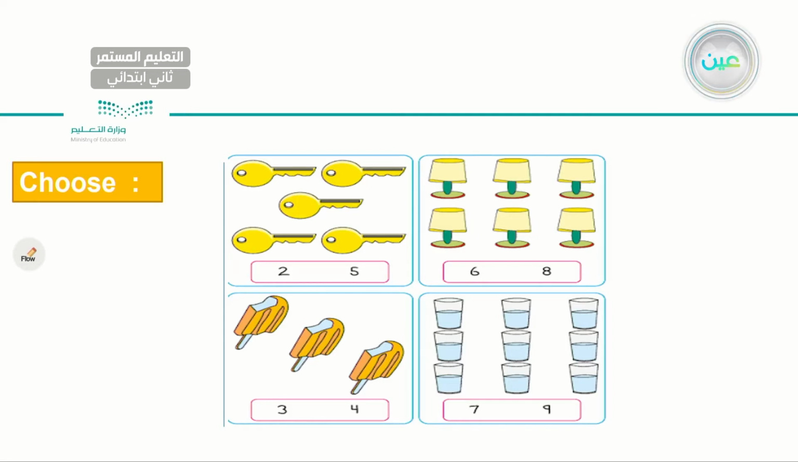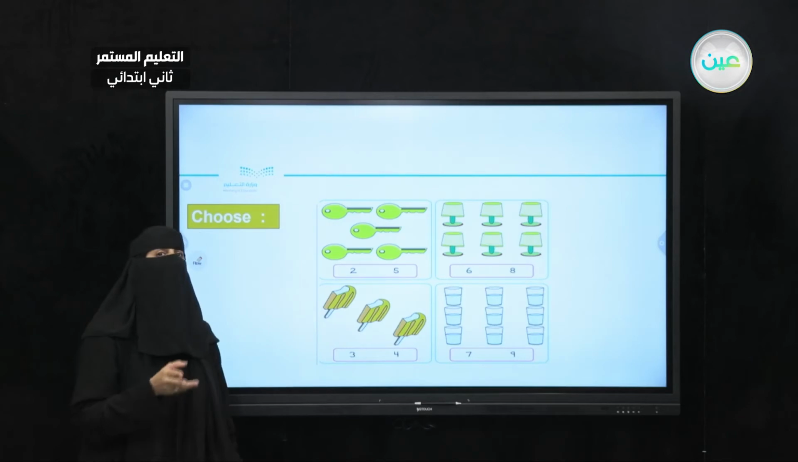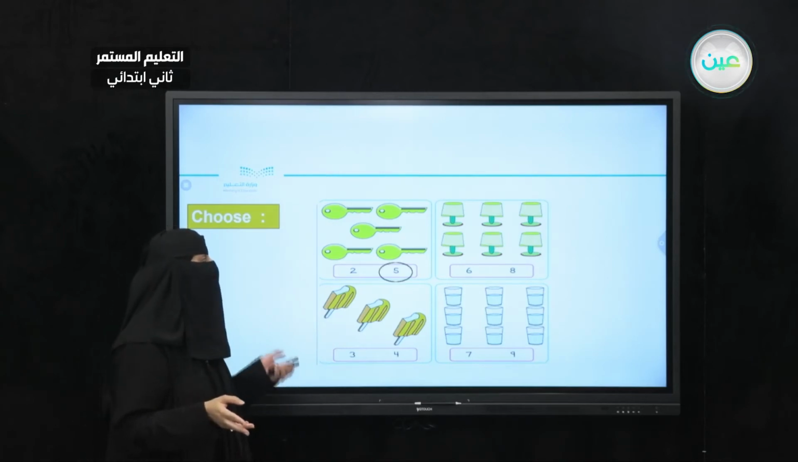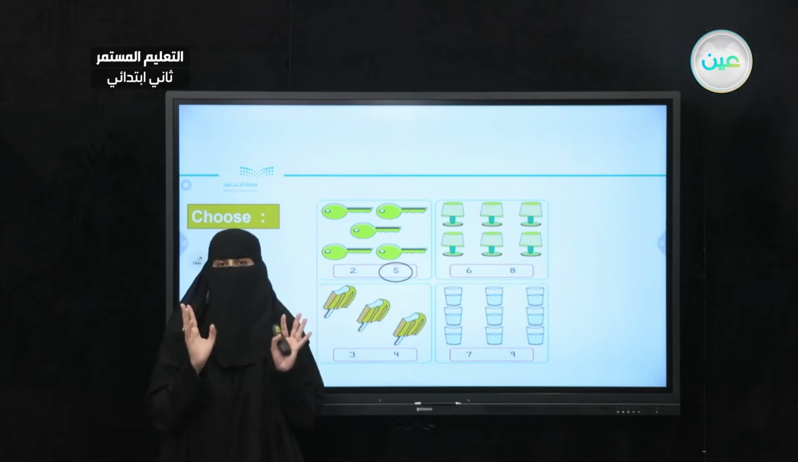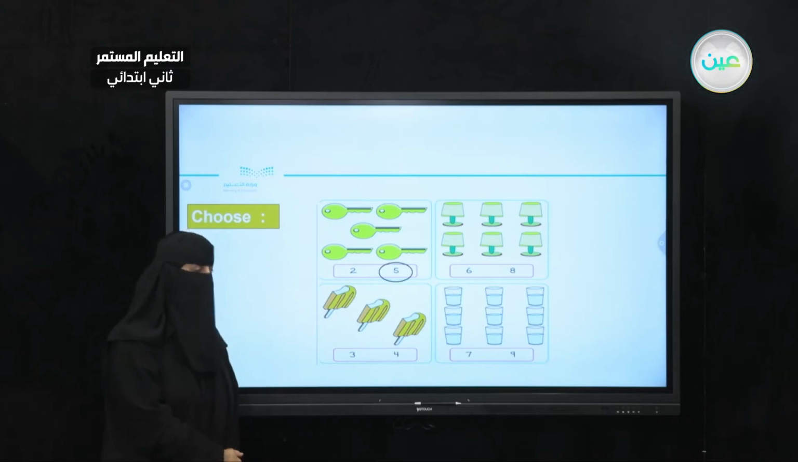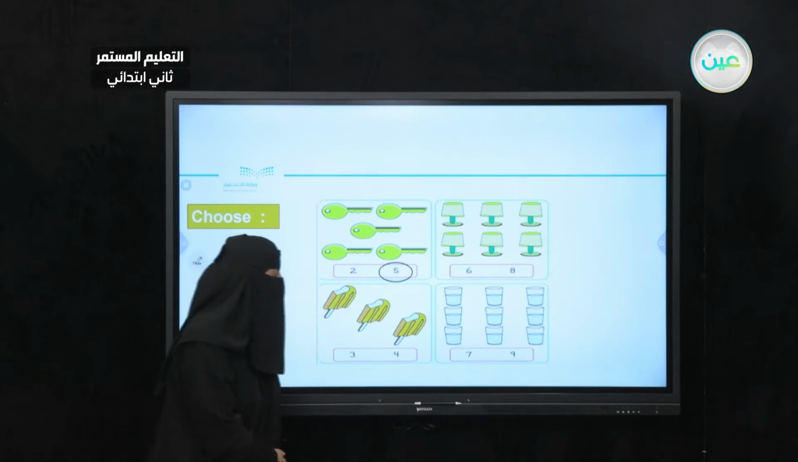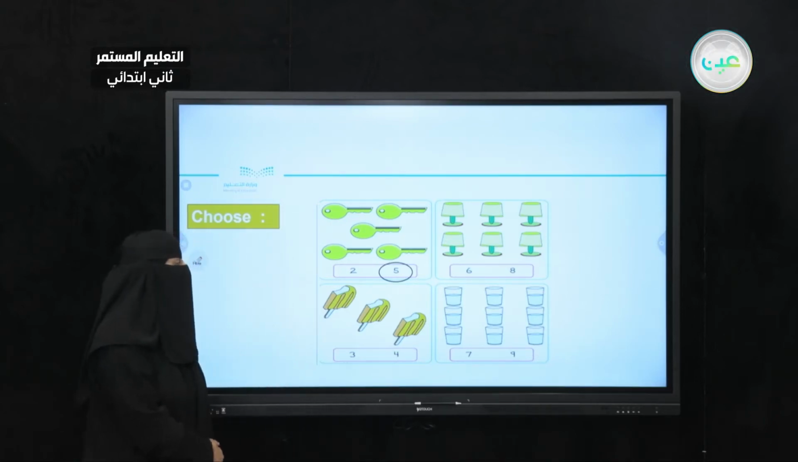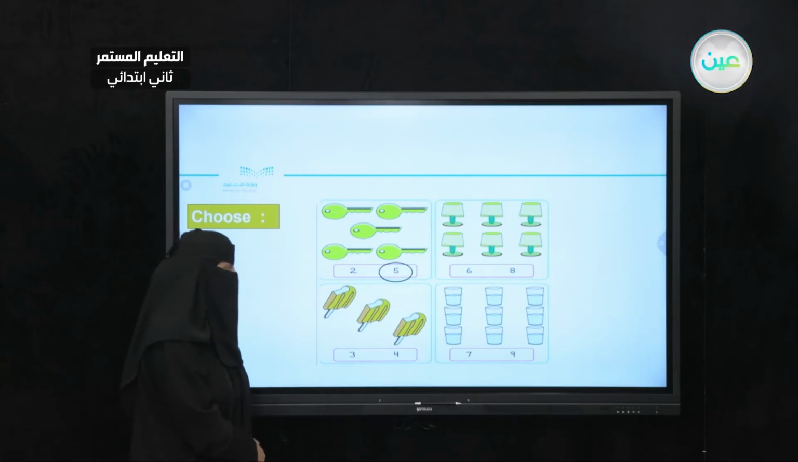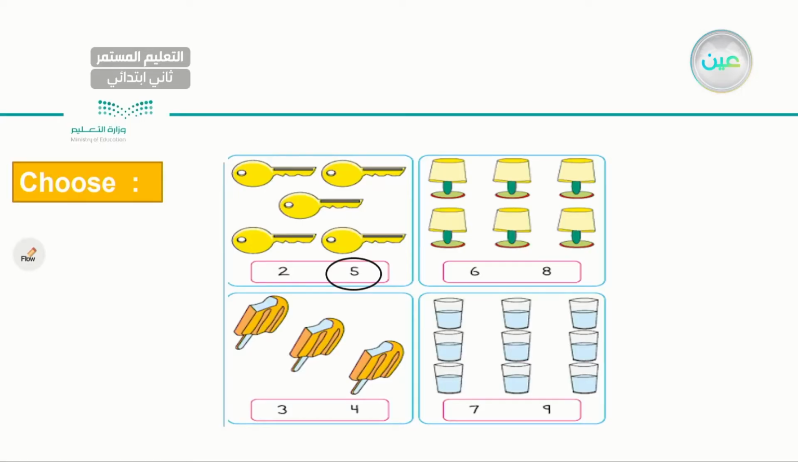I have 1, 2, 3. How many keys do we have? Is it 2 or 5? Actually, I have 5 keys. Very good. I have 5 keys. Excellent. Moving to the next, how many ice creams can you see? 3 or 4? I can see 3 ice creams. Very good. 3. 1, 2, 3.